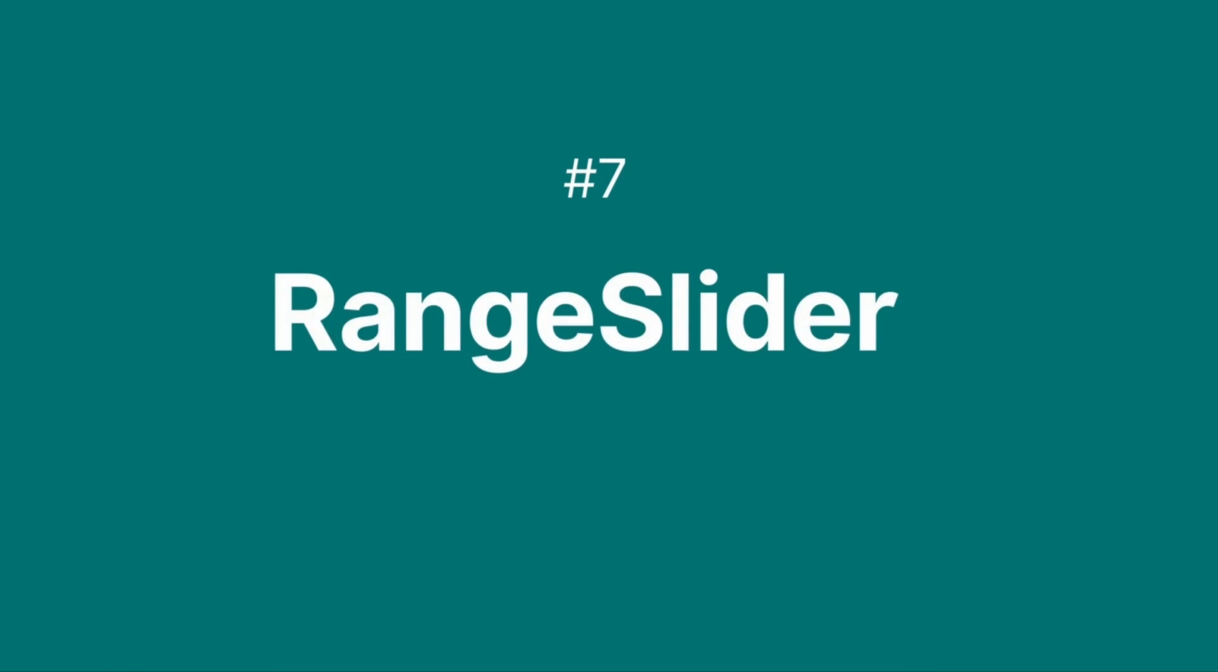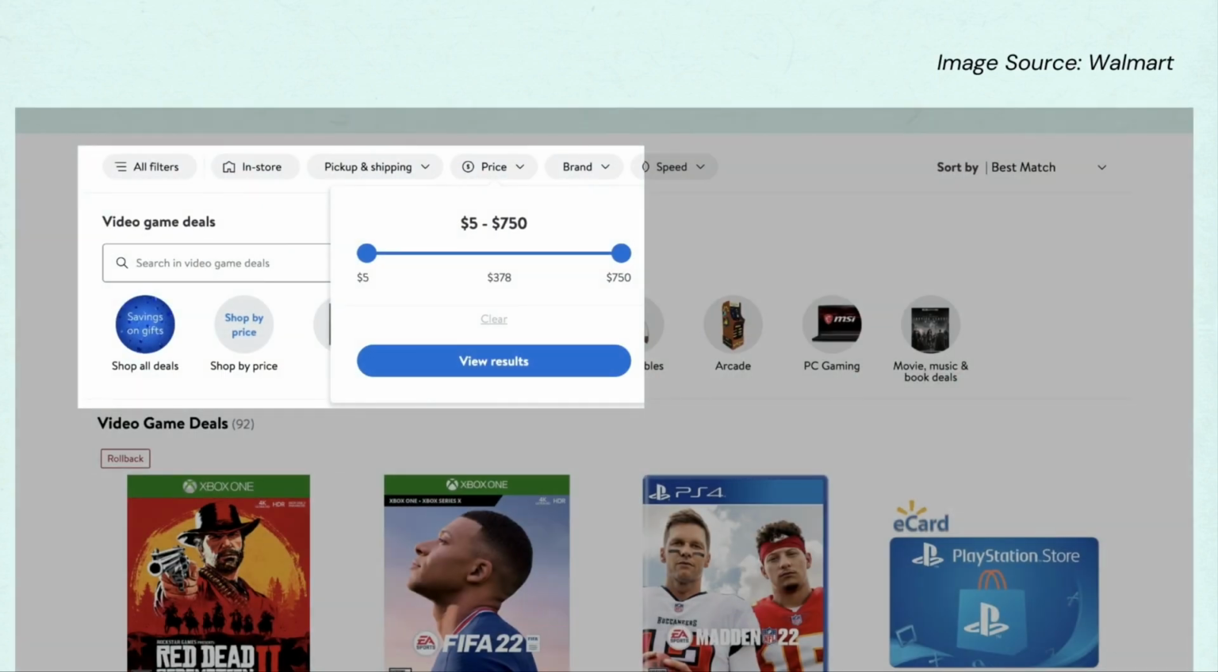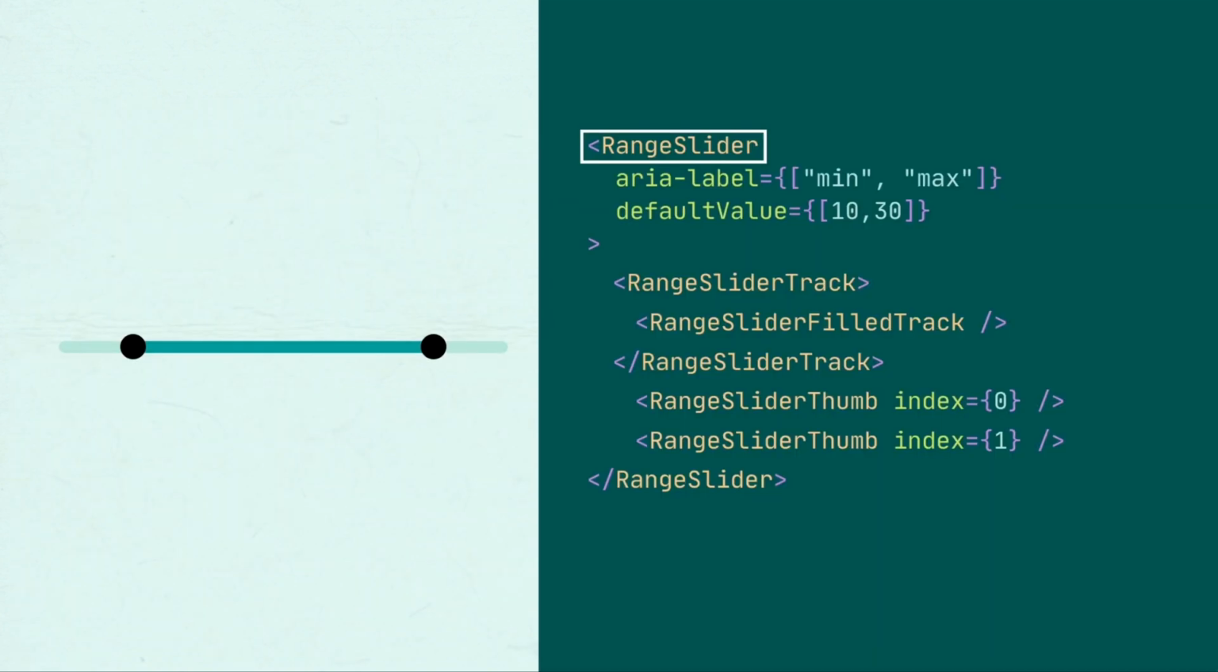This week's component is the Range Slider. A Range Slider is a multi-thumb slider that allows users to select a numeric value within a given minimum and maximum range. A common use case of the Range Slider is to filter products by price range on an e-commerce site like this. Different parts make up the Range Slider component.